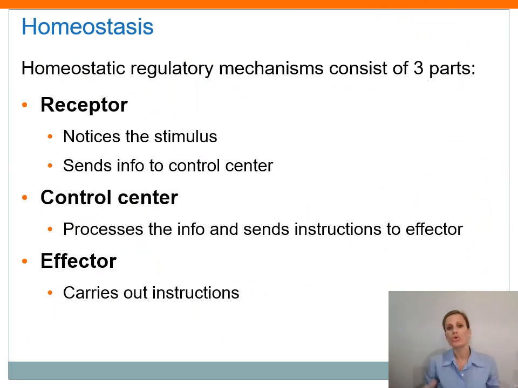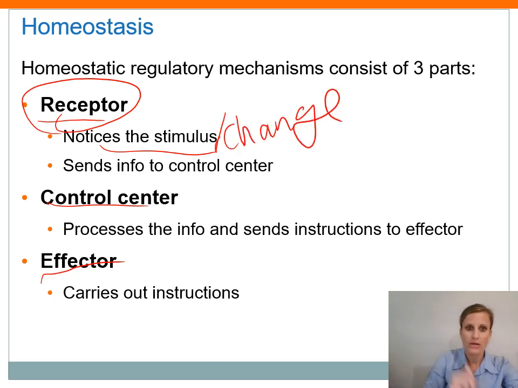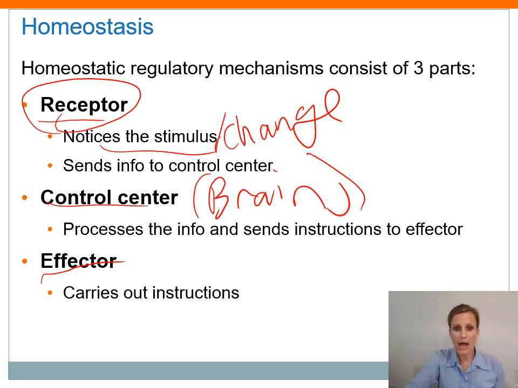Now, these regulatory mechanisms, right, that we rely on to bring the body back to homeostasis have three general parts: a receptor, a control center, and an effector. The receptor is the thing that notices the change, right? It notices the stimulus or change, and it sends that information to the control center. Okay, so we just said temperature sensors. Those little temperature sensors or temperature receptors are the things that notice something has changed and they send the signal off. The control center, which is typically the brain, frequently the brain, gets that information, processes it, and sends instructions out to the body to fix the problem.